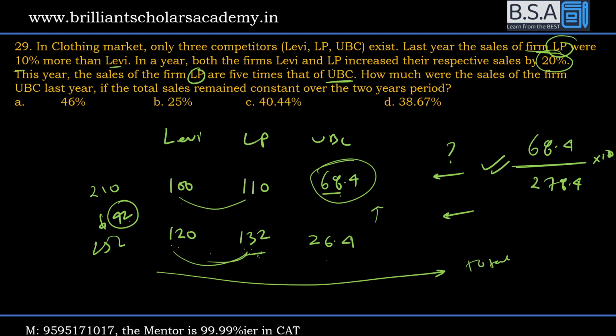Total sales are the same. If you are not able to keep up with the deviation, what you do is you add these numbers and subtract the other two, and you get the sale of the third. Because the market is fixed, whatever gain is there for Levi and LP, it is at the cost of the other. If they are gaining a total of 42 points, they must have taken 42 points from someone else because the total is constant.